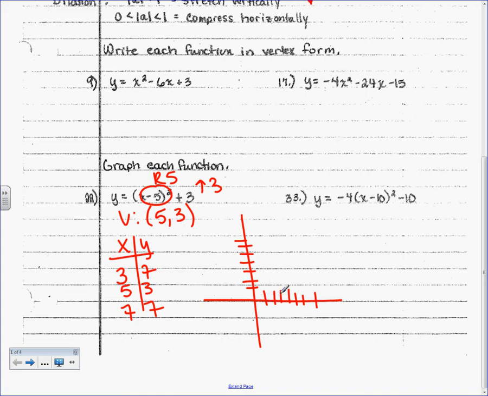So 3, 7, 5, 3. This is really hard to see. That's fine. And 7, 7. Nice smooth curve. It opened up. Was it supposed to? Yeah? Is that a max or a min if I asked you? Min. A min. Good.